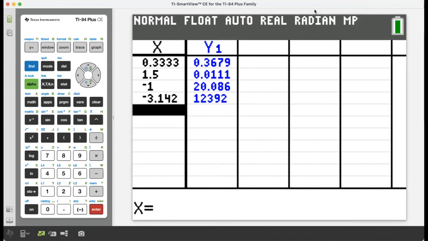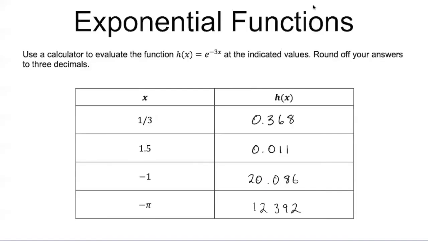So you can see that we have calculated and evaluated for these 4 x values. And once again, we record our results onto our table of values, making sure to round our answers off to 3 decimals.